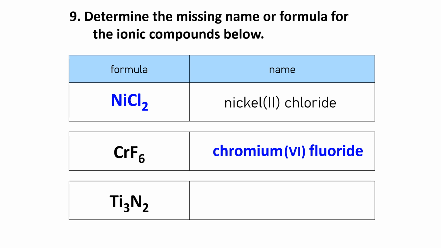For our last example on this page, we have titanium and nitrogen. Without specifying what titanium's charge is, we wouldn't know how many nitrogens. So in this case, we're going to specify that nitrogen has a -3 charge, and since we have 2 of them, we have a total of -6 charge split between 3 titanium. That means our titanium has a charge of +2. So in this case, we will write titanium(II) nitride.